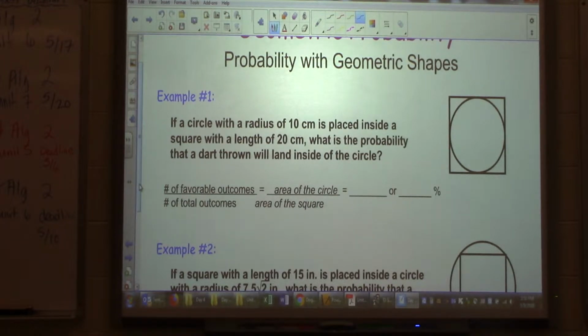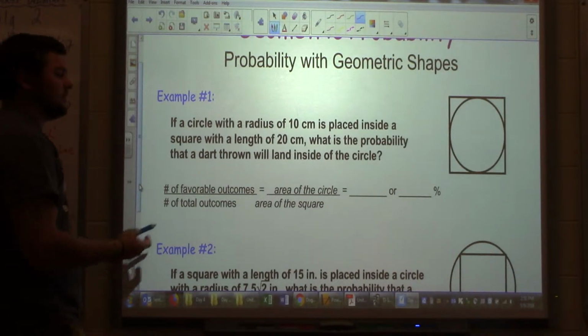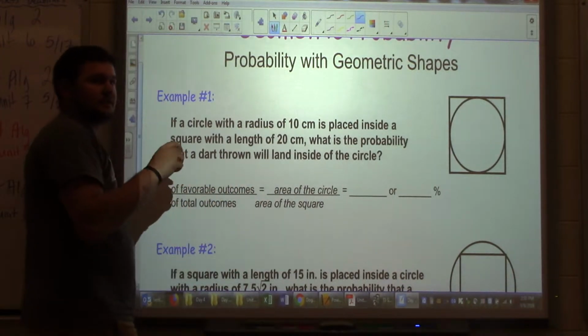What's the favorable outcome here? What do we want to happen? The favorable outcome is that it's in the circle. So my favorable outcome, I'm going to find the area of the circle. How do you find the area of a circle?